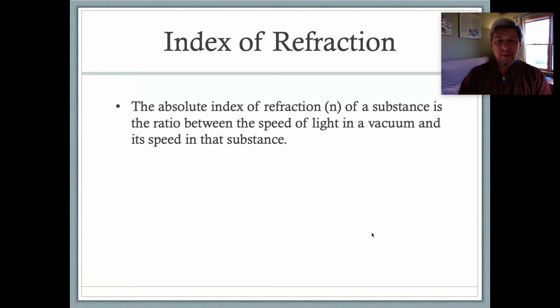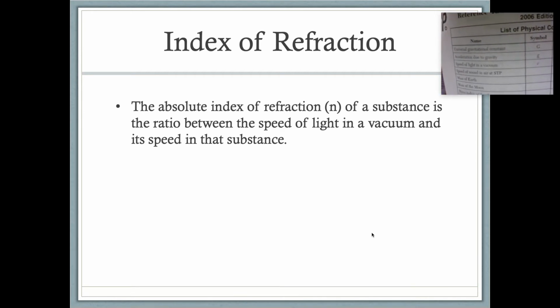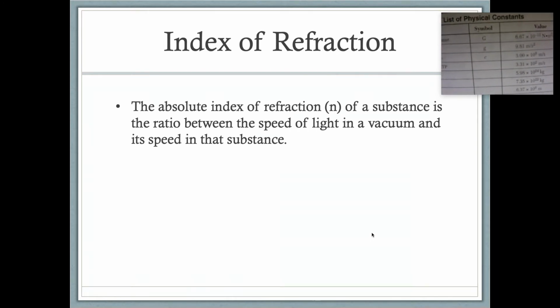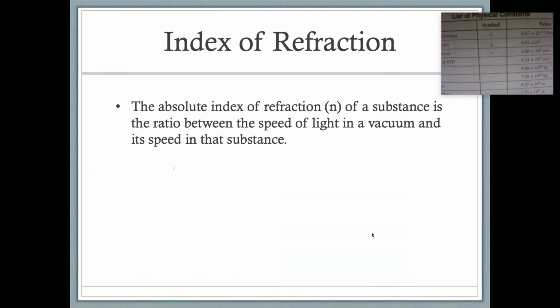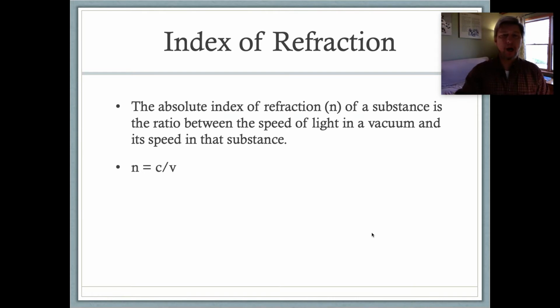And the absolute index of refraction of a substance is simply the ratio between the speed of light in a vacuum, which we all know is c, or 3.00 times 10 to the 8th meters per second. Remember, that was found on the front page of your reference tables. c is 3.00 times 10 to the 8th meters per second, and its speed in that substance. And so if you were to look at this mathematically, n equals the ratio of c over v.